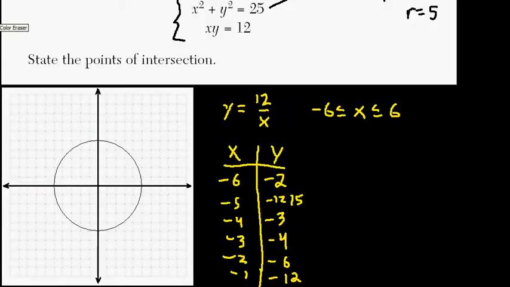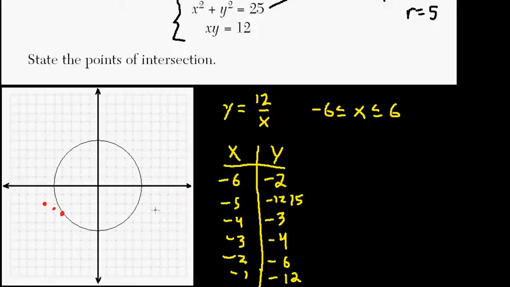So let's go and plot some of those points. We'll use the color red. We're going to plot -6 and -2. That's that point there. We'll plot -5, -12 over 5. 12 over 5, that's a little bit more than 2, so I guess we'll plot it about there. Okay, -4, -3, that's easy to do. Now that looks like it might be an intersection point. We'll have to go back and check on that.